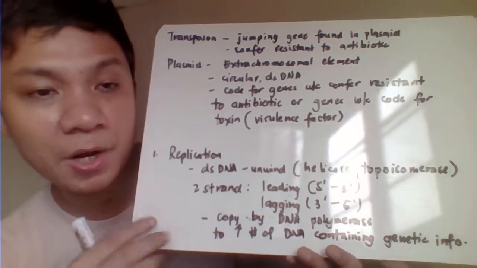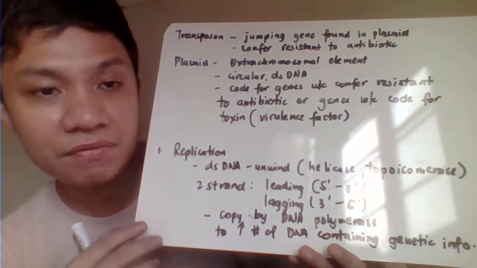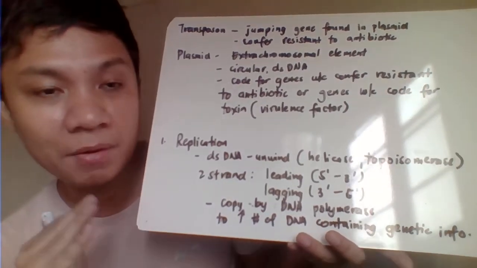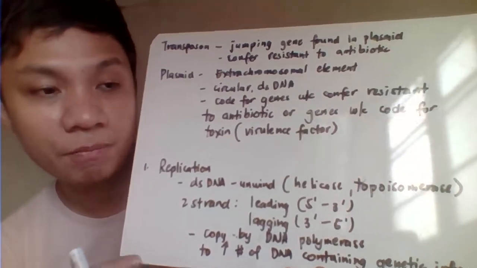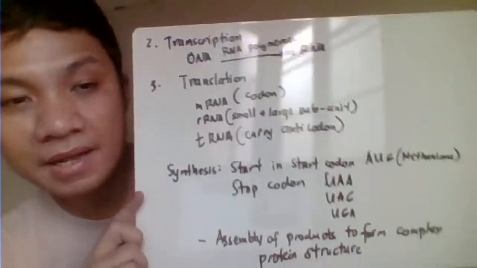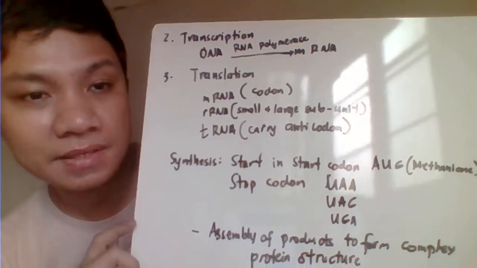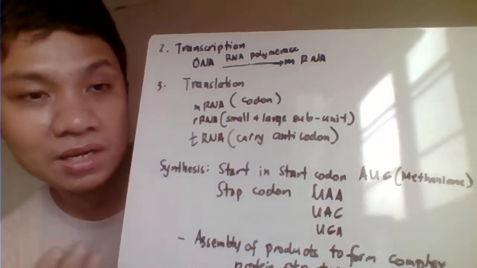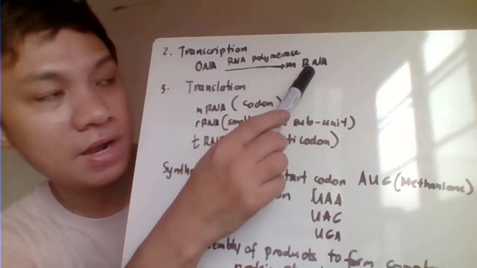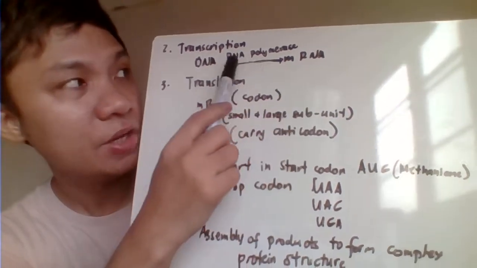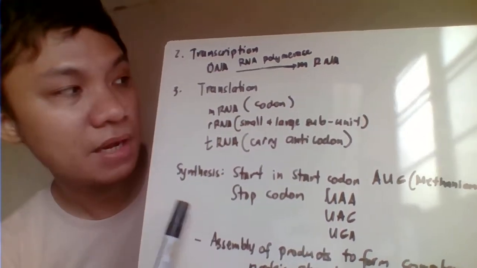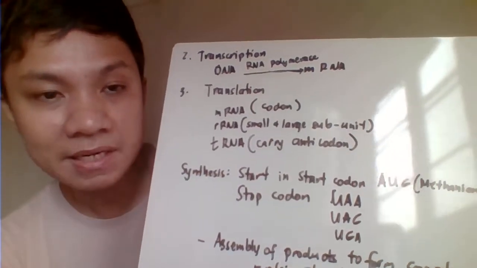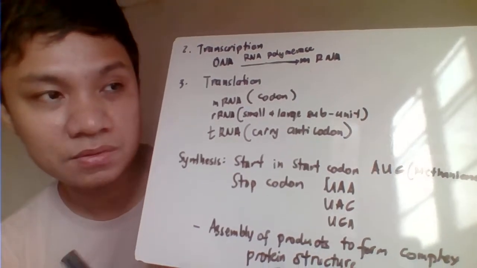And therefore, what you have are more copies of your DNA. Each of that contains genetic information. Again, genetic information codes for production of a particular product like your protein. Okay, the next step, we have your transcription. Transcription is just transferring the genetic information from your DNA to your messenger RNA. And you'll be needing the enzyme RNA polymerase for that.